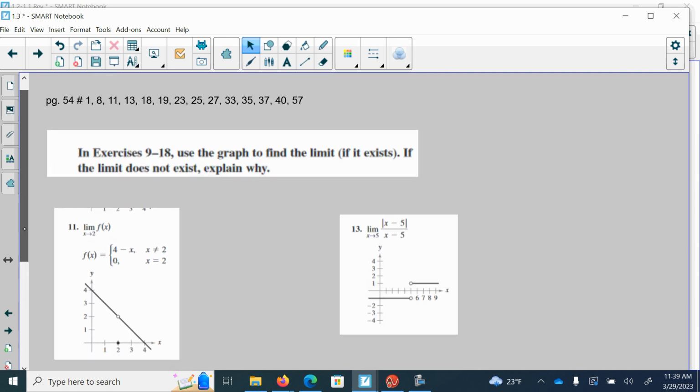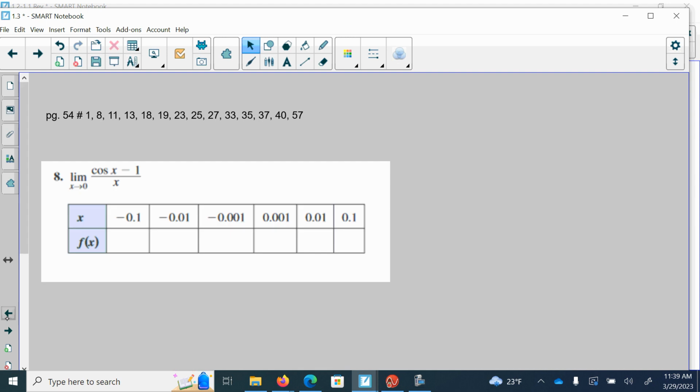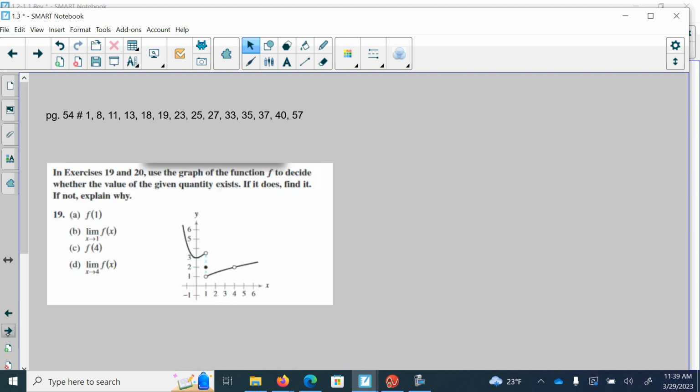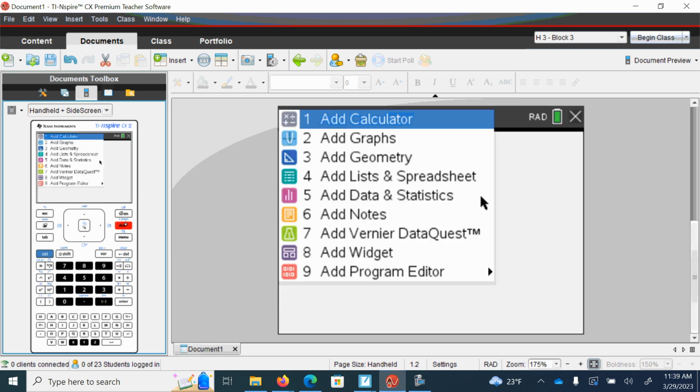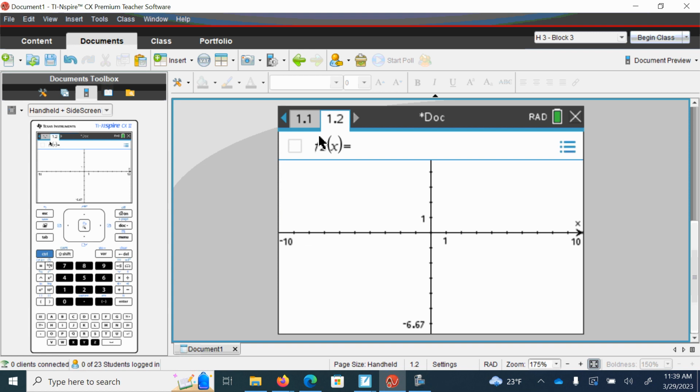I didn't do 18. What does 18 say? Pi over 2, I think. Yes. Limit of tangent of x as x approaches pi over 2 from the plus side. Okay, so did you graph it? I tried, yeah. So when I graph trig, I'm going to add a graph. I'm going to do tangent of x.